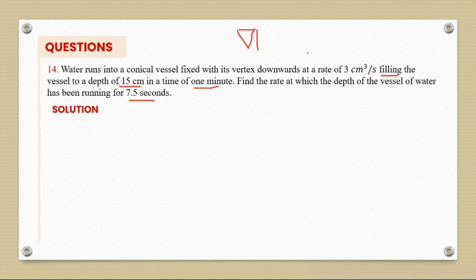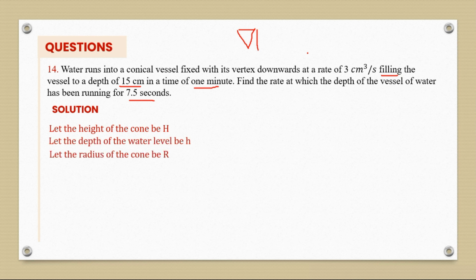So that's very important to note in this question. So we're going to let the height of the cone be capital H, we're going to let the depth of the water level be small h, let the radius of the cone be capital R, and then we're going to let the radius of the water be small r.